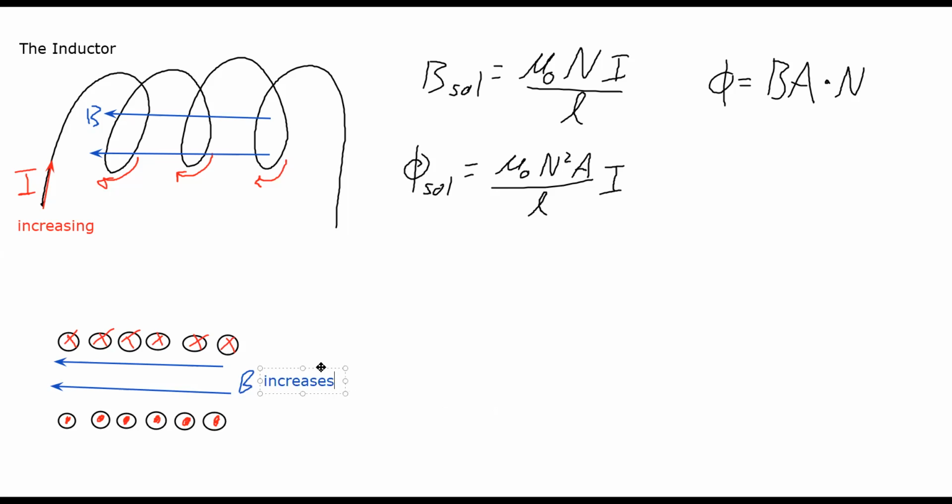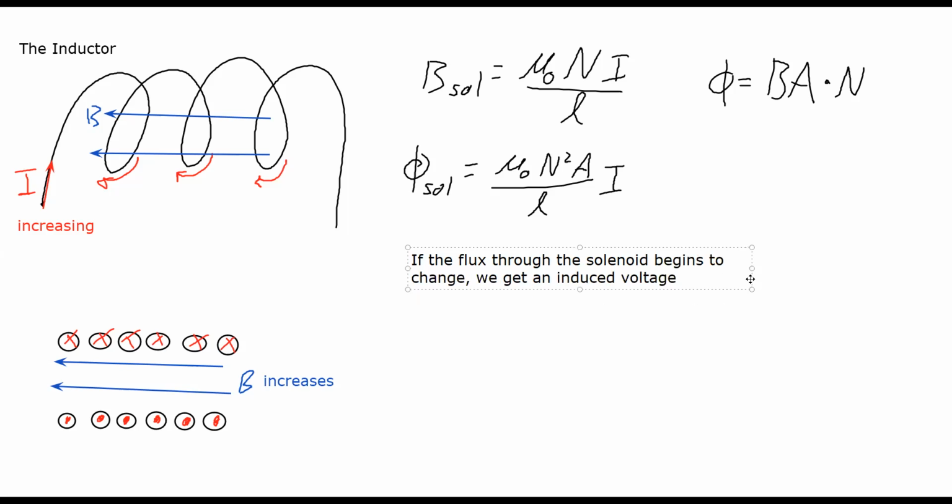Okay, so B is increasing, and also flux is increasing, right? Go back to our equation for flux, right here. If my current increases, my flux increases. And that tells us a lot, right? As soon as we see that flux is changing, Faraday's law should come into play. So this is what Faraday's law says: if your flux is changing, you're going to get a voltage that comes out from that.